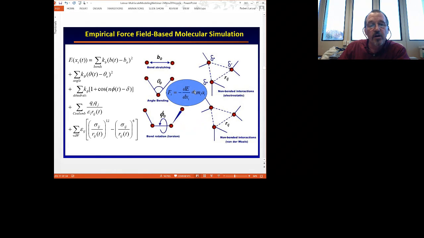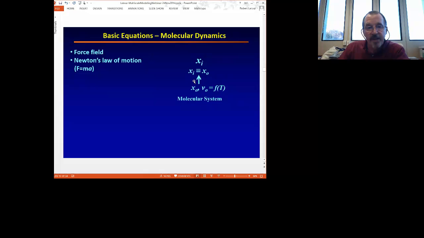Now, the reason this is called a force field equation is that when the energy equation is differentiated with respect to position, it gives you the forces acting on the atoms. And then using Newton's law, we can get the accelerations and therefore do molecular dynamics of how atoms move over time. So next I'll go through some of the basic equations for molecular dynamics.